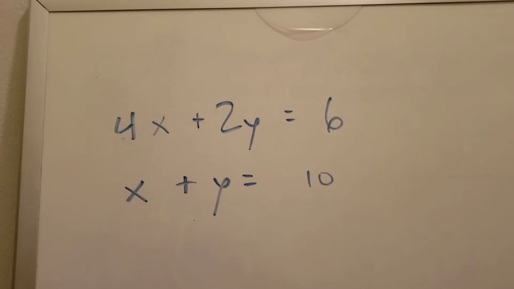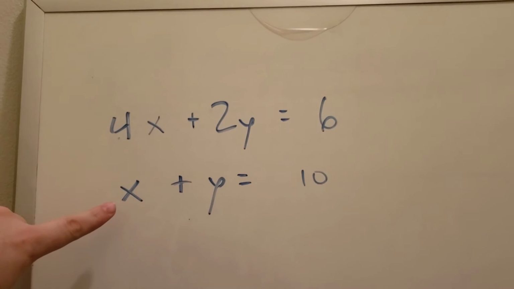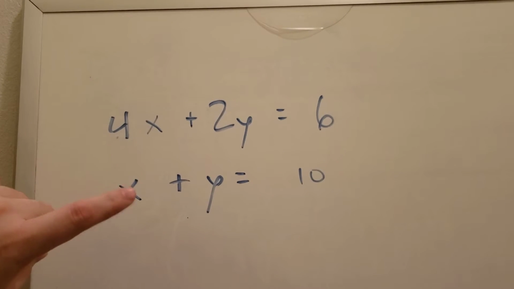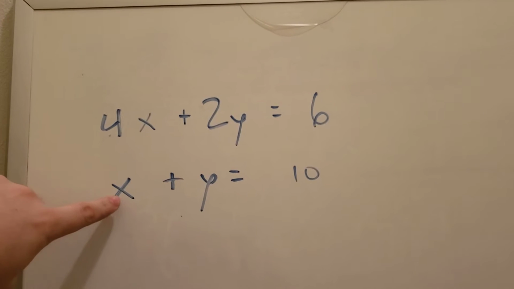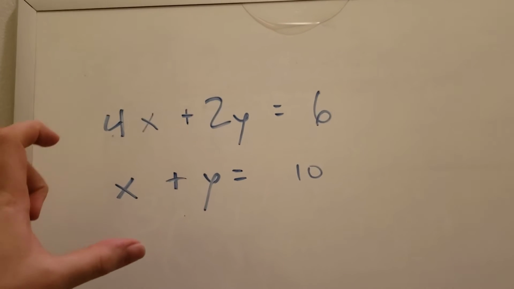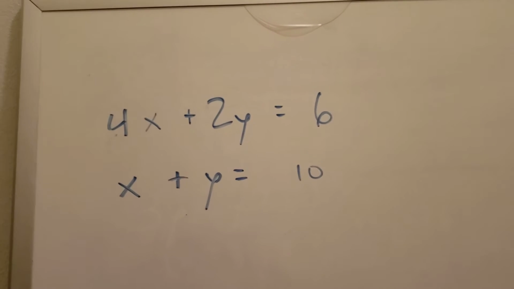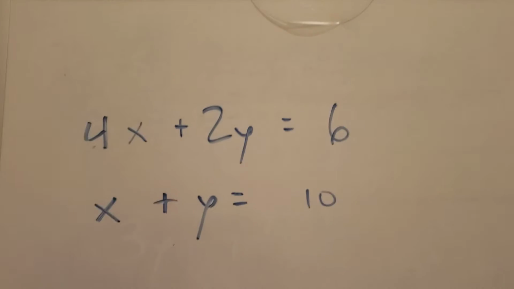So for instance, in this one, we've got 4x plus 2y equals 6, and x plus y equals 10. Because this equation is easier, we're going to solve it for either x or y, it doesn't really matter in this case, and then we're going to plug that into the other equation so that we only have one variable remaining. Let's show how that's going to work.